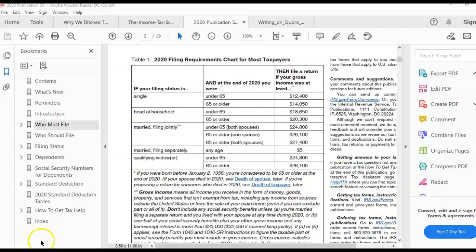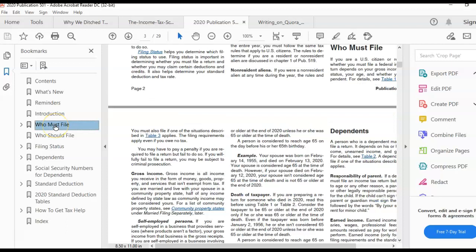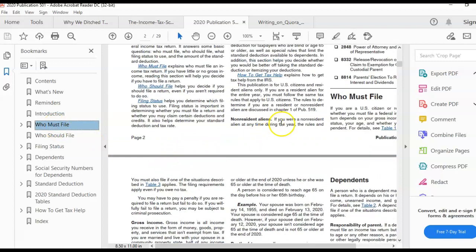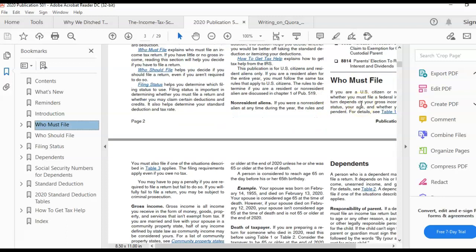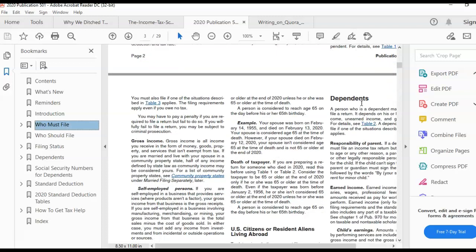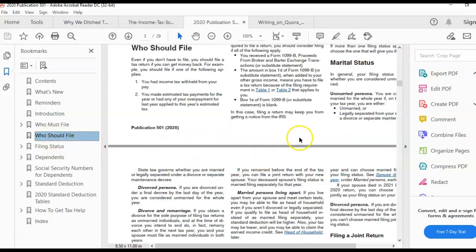The next thing we talk about is who must file a return, and it gives you information on that. So you want to read this information on who must file a return, and anything you don't understand, we go through once a week in live group training. Then we have who should file a return. They give you information on that, and you read that information and determine that.